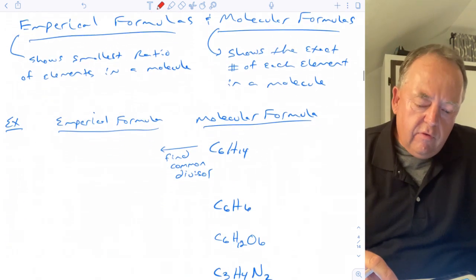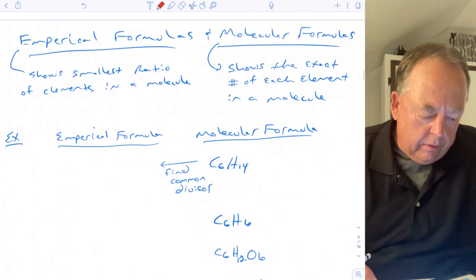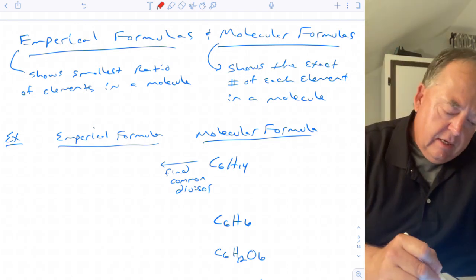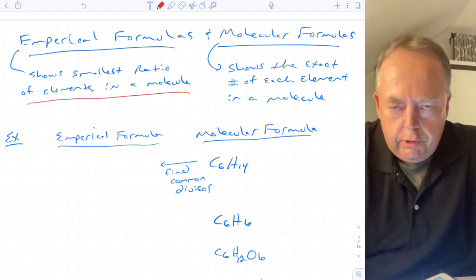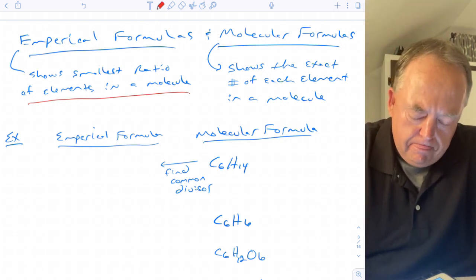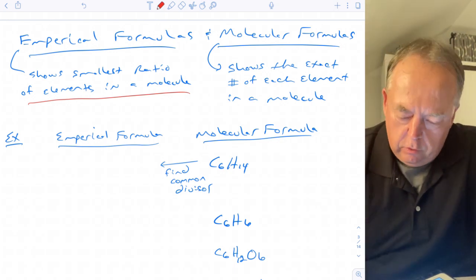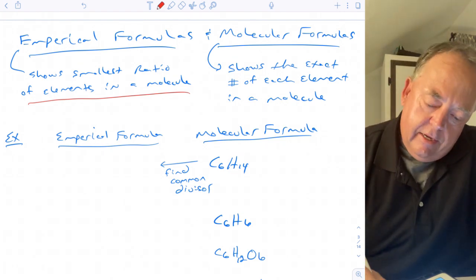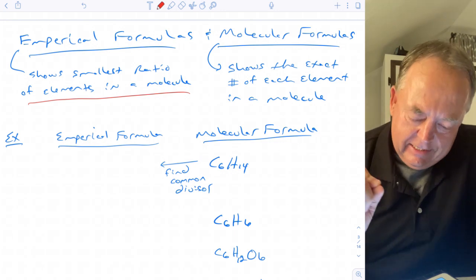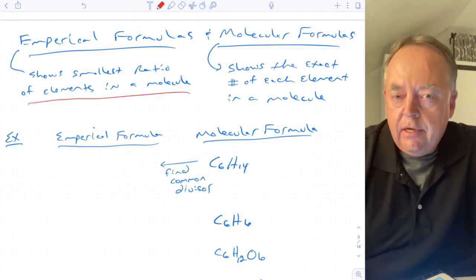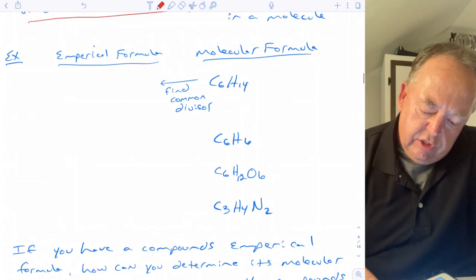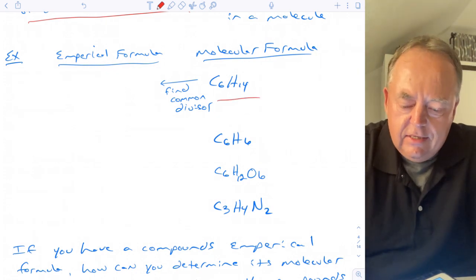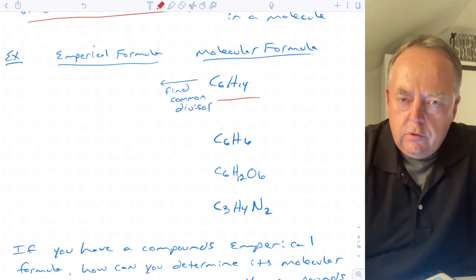Okay, so empirical formulas and molecular formulas. First of all, what are they? The empirical formula just shows the smallest ratio of elements in a molecule. And we'll work some examples, so hopefully it becomes crystal clear what that means. The molecular formula, in contrast, shows the exact number of each element in a molecule. So I've given you some molecular formulas here. So C6H14. Whatever this molecule is, it has 6 carbons and 14 hydrogens.